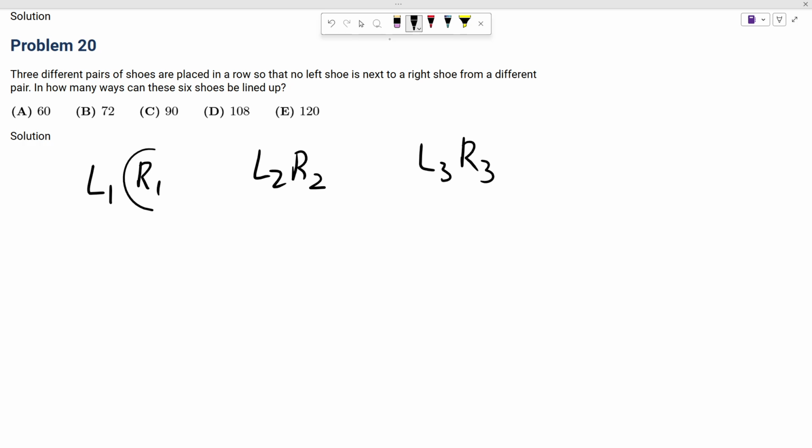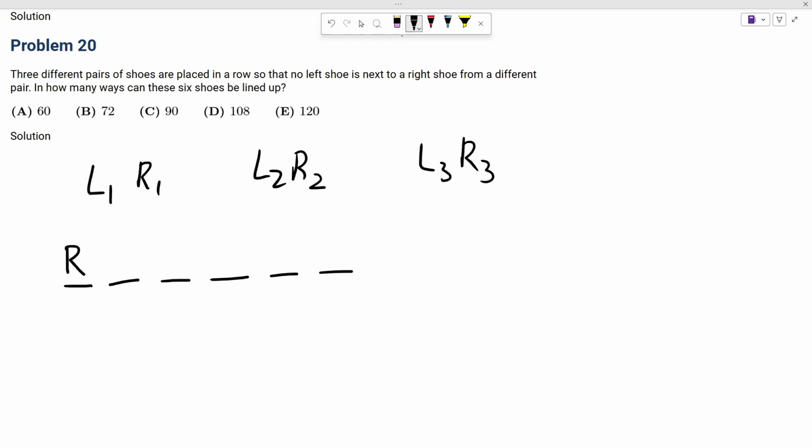That means that a right shoe cannot have two left shoes next to it, because one of these is going to have to be a left shoe from another pair, and that would violate the condition. So what we're going to do is place the right shoes first. Keeping in mind that no right shoe can have two left shoes next to it, that means that every right shoe has to either be next to another right shoe, or it has to be on the edge.